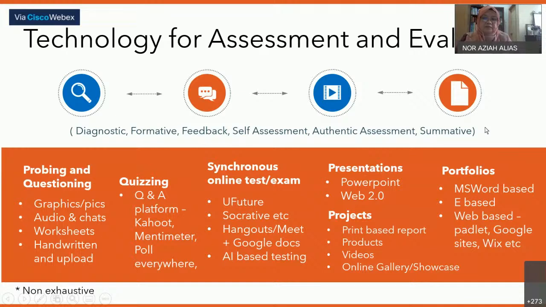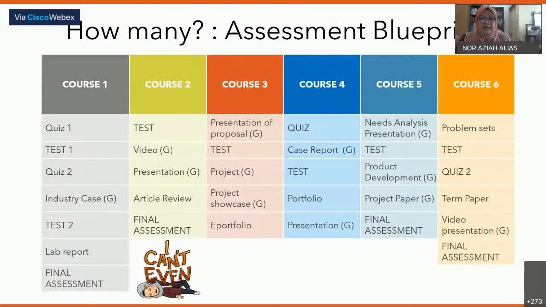And lastly, summative. Most of us are focusing on summative. So not necessarily when you want students to learn, to actually have fun when learning, right? So I try to picture that students are now with six courses. Imagine we like to give quiz 1, test 1, quiz 2, test 2. Not enough, there's a final too.